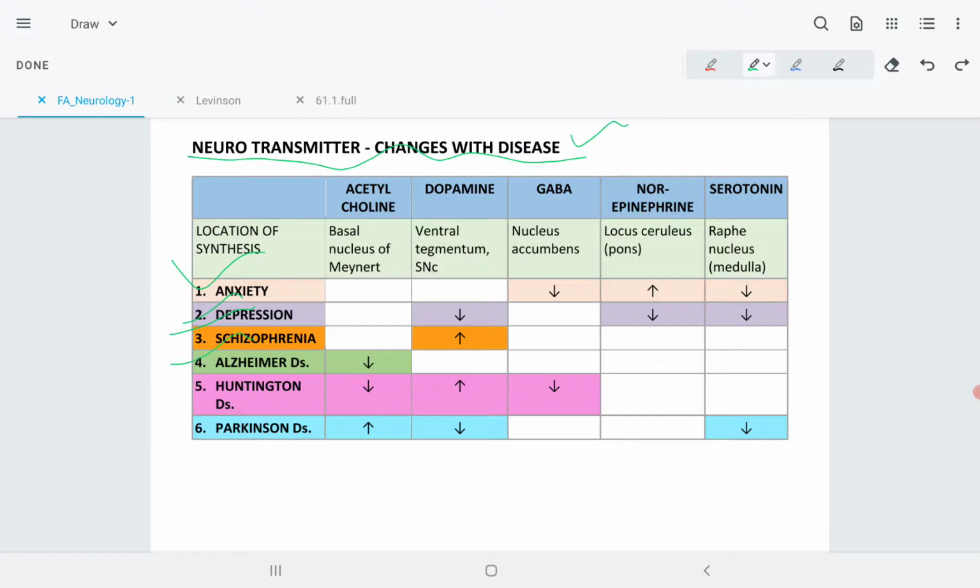Alzheimer's disease: brain atrophy, shrinkage of the brain and cells, characterized by dementia. Number four is Huntington's disease, characterized by uncontrolled movements and loss of thinking and cognition power. Parkinson's disease, everybody is familiar with this: muscular rigidity, lethargy, and tremors, with a decrease in dopamine concentration.